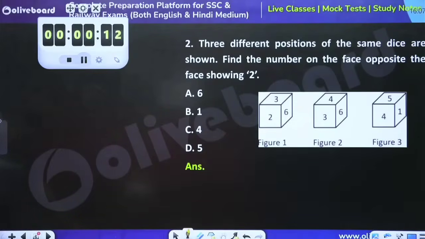Extremely easy questions. 40 seconds is too much. Correct. Absolutely right. Very good. Which number is coming opposite 2? Correct, Shrikar, very good. Divya and Shrikar, both of you are correct.